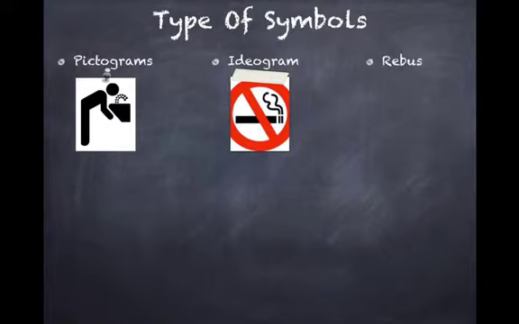The third is the rebus type of symbol. A rebus is basically a symbol that uses a pictorial image representing a spoken sound. These days, the rebus type of symbol is used for amusement. One example is I love New York.